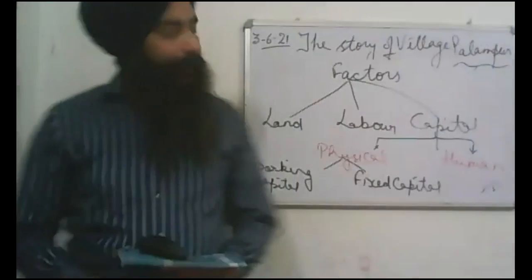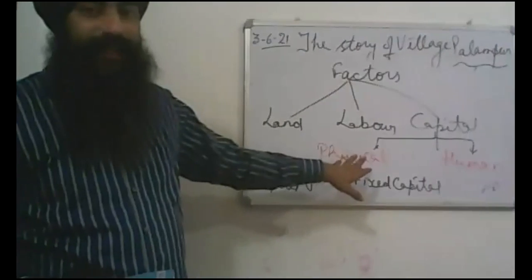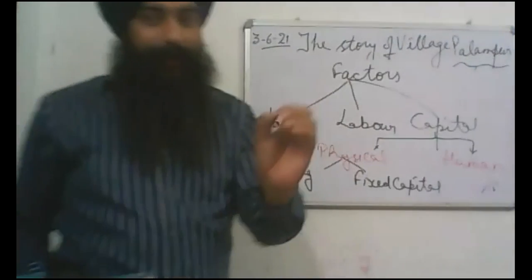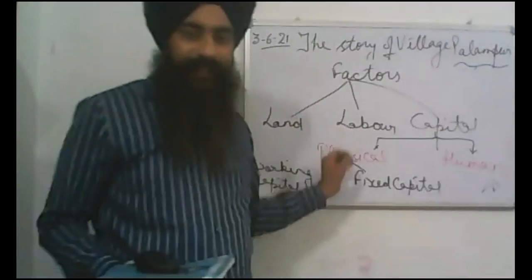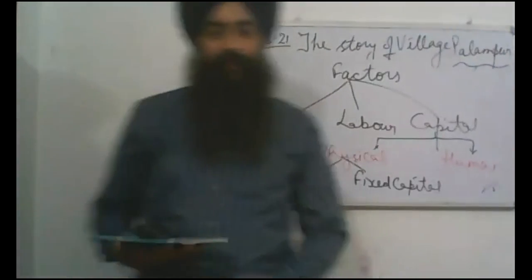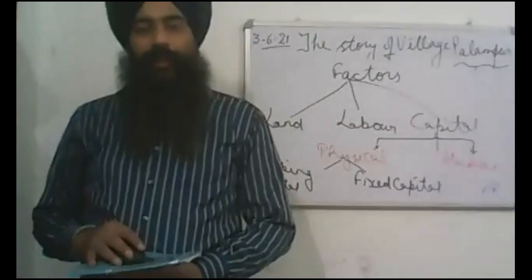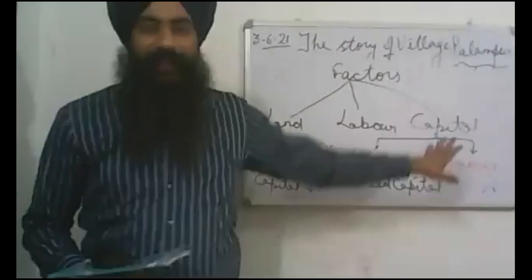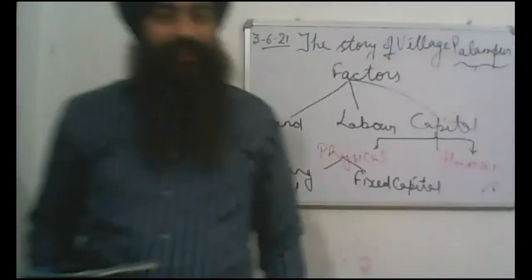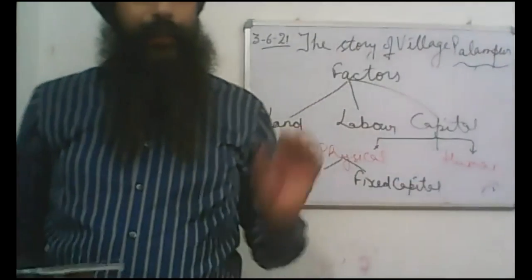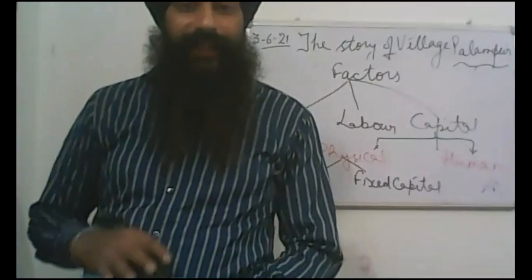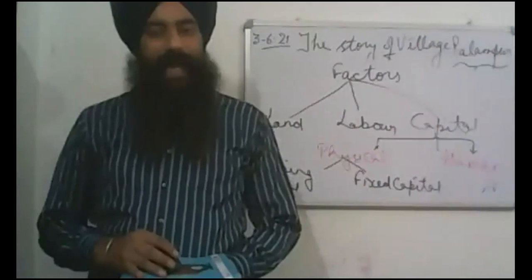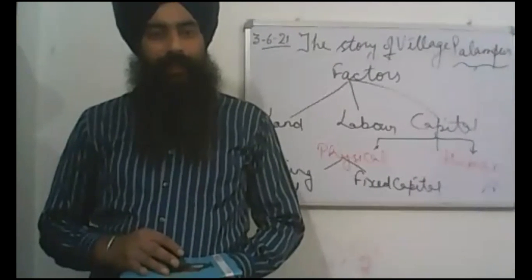There are two forms of capital. Physical capital is static in nature, meaning that kind of capital which is permanent in nature. Next is human capital. Human capital is changeable and flexible in nature. It can increase or decrease as per the situation. Clear? Yes, Dhairya.